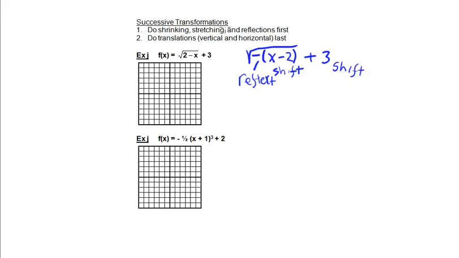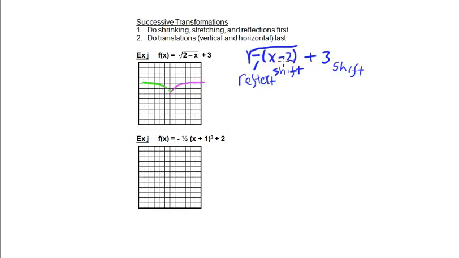So it says do shrinking, stretching, and reflections first. So the very first thing we want to do is, if we start with our basic function, the first thing I'm going to do is reflect it. And it's a horizontal reflection because it's on the inside of the square root function. And this green function is kind of an intermediate form.